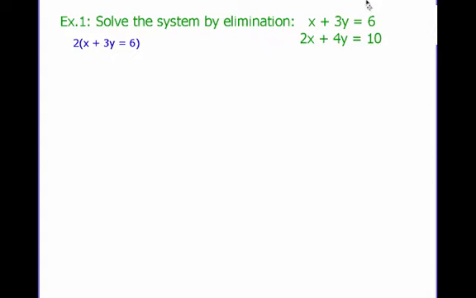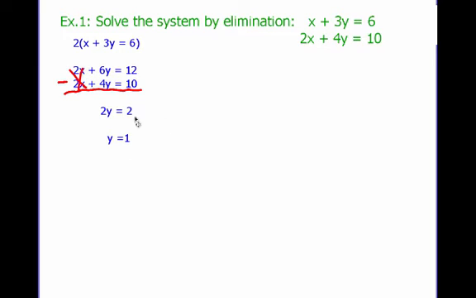All right, I'm going to say, take this top equation, multiply everything by 2. 2 times x is 2x. 2 times 3y is 6y, and 2 times 6 is 12. So now, I'm going to bring this equation down because I didn't do anything to it. Now I have 2x plus 6y equals 12, and 2x plus 4y equals 10. I have the same coefficient here. They're the same sign, so I'm going to subtract. 2x minus 2x is 0. They cancel out. 6y minus 4y is 2y. 12 minus 10 is 2. So 2y equals 2. So y equals 1.